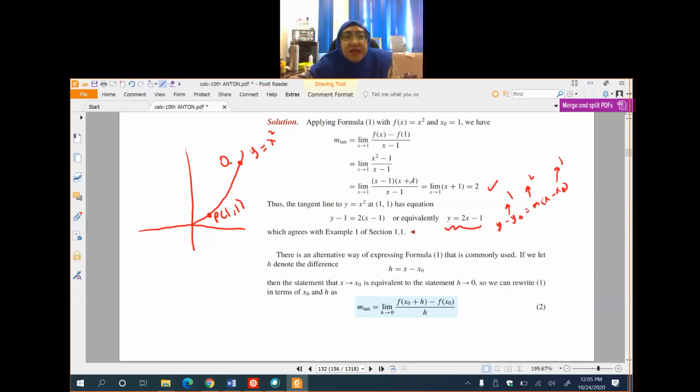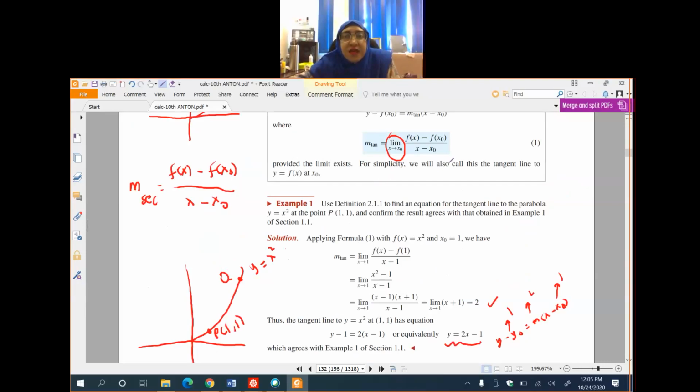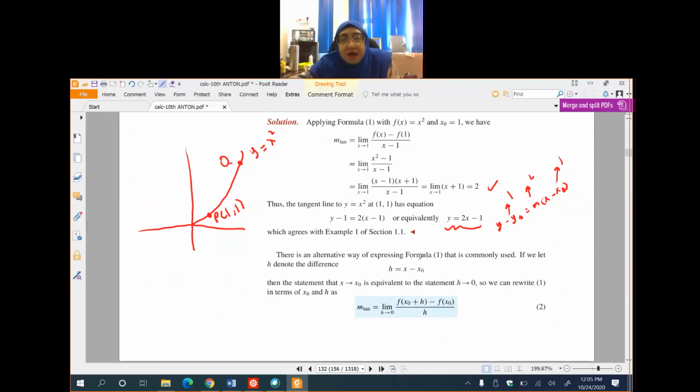So this is one way to express the slope of the tangent line, but we have another way. The second formula is given by this one. This expression is dealing with h. For this case, we denote h as x minus x naught. The original one is this one, f of x minus f of x naught.